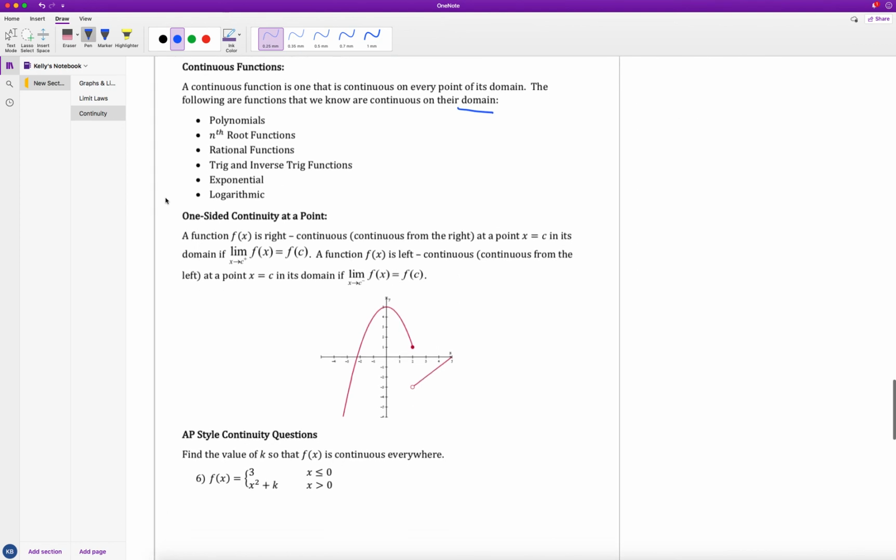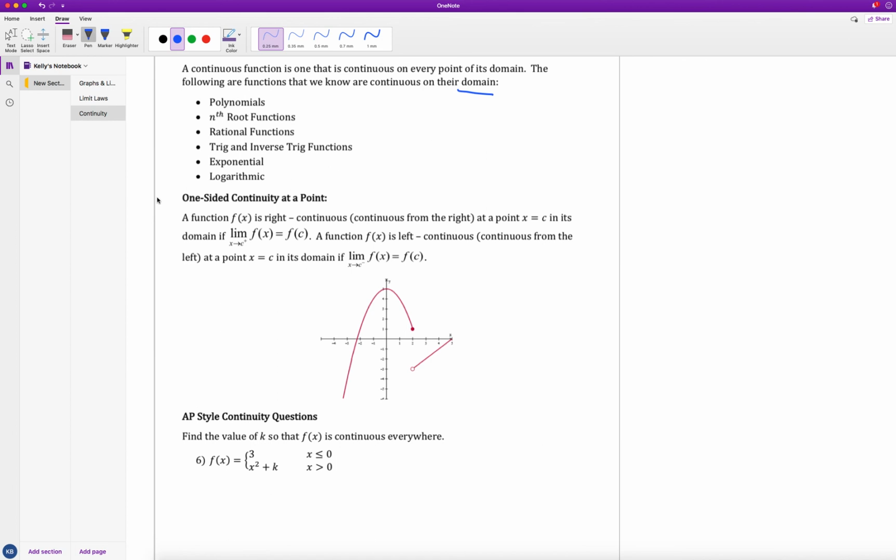The next thing I want to talk about is, although there are functions that are discontinuous, sometimes those functions might be continuous from one side. So we have this concept called one-sided continuity at a point. And what it says is a function f of x is right continuous, or continuous from the right, if the limit as x approaches c from the right-hand side of f of x equals f of c. What that's really saying is that if I approach in from the right-hand side and the filled-in circle is also there, then that function is considered right continuous.